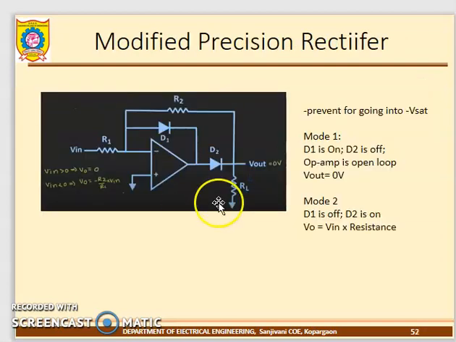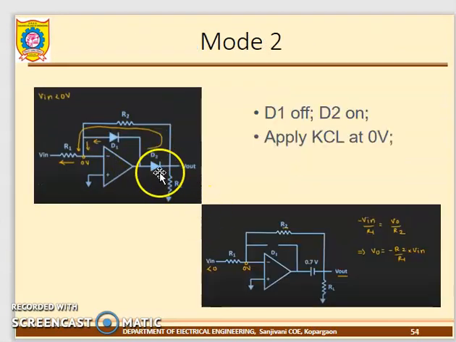Let's see the main circuit diagram. Previously the source was connected here. Now the source is connected to the minus terminal. One more diode and one more resistance are added. During the mode 1 condition, D2 is open and D1 is conducting. When D2 is open, there is isolation between source and load, so there is no connection and the output is equal to 0.